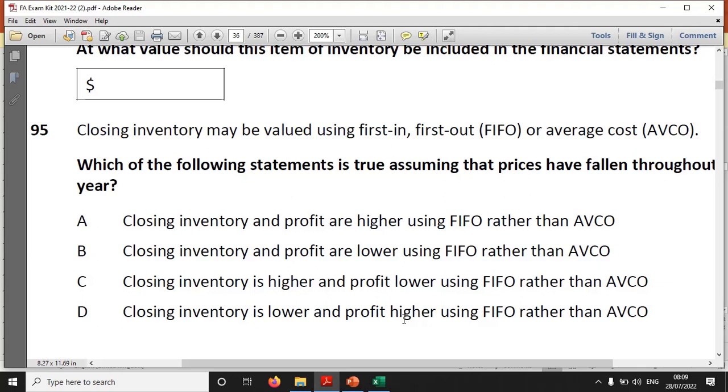You have gone for option A. Closing inventory and profit are higher using FIFO. No. B says closing inventory and profit are lower using FIFO rather than AVCO. So you see now, that one is supposed to be the answer. But what about C? Where you have got opposite movements, you don't accept, by the way. Closing inventory is higher and profit is lower. The direction is not the same.